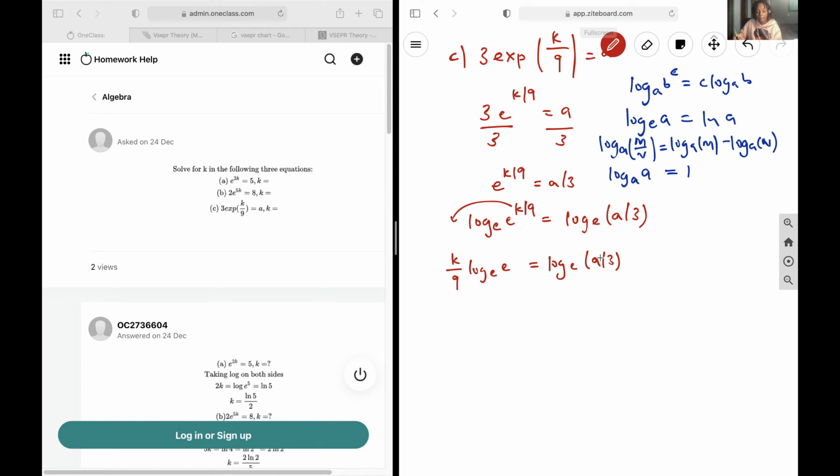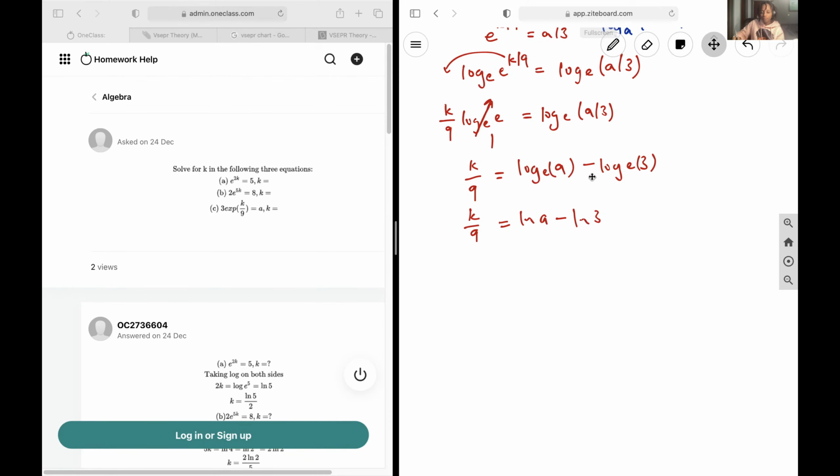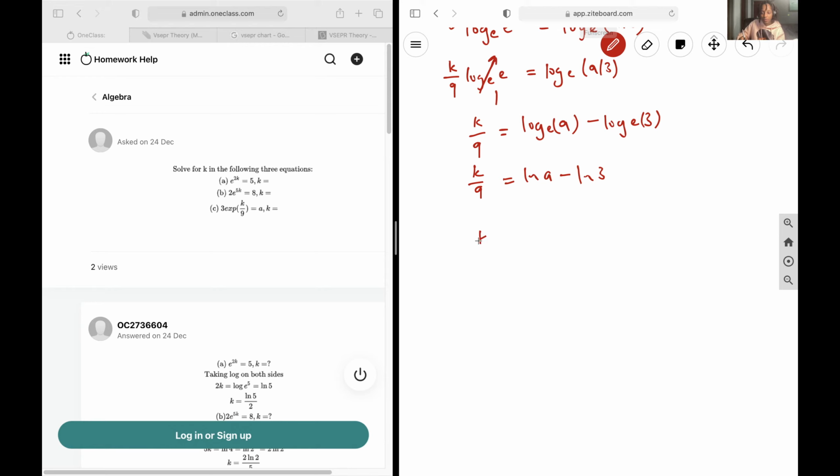So next up, we are going to rewrite this, and note that this is going to be equal to 1. So k over 9 is going to be equal to log e a minus log e 3. So k over 9 is equal to ln a minus ln 3. And this will give us k is equal to 9 into ln a minus ln 3. And that's it for this question.